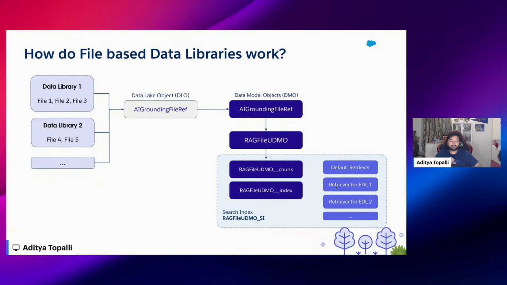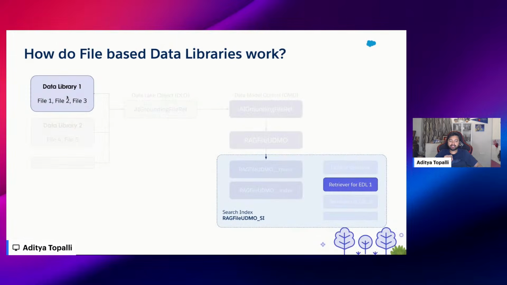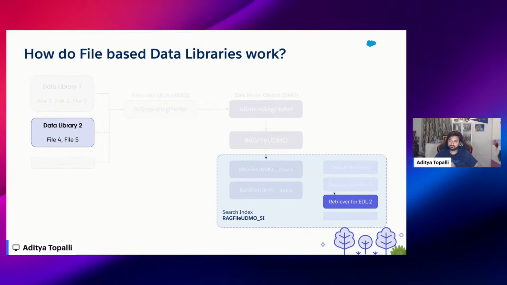So notice there are two different retrievers. I mean, this is a slide, but I'm going to show it to you in a demo as well. But eventually know that for each data library that you create, you're going to have a corresponding retriever that is created that will only search on the files of that specific data library. Even though all the files are in one common place, we create different retrievers to search based on specific filters. So to give you an example, if you are using data library 1, we use the retriever for EDL1. If you're using data library 2, we use the retriever for EDL2.